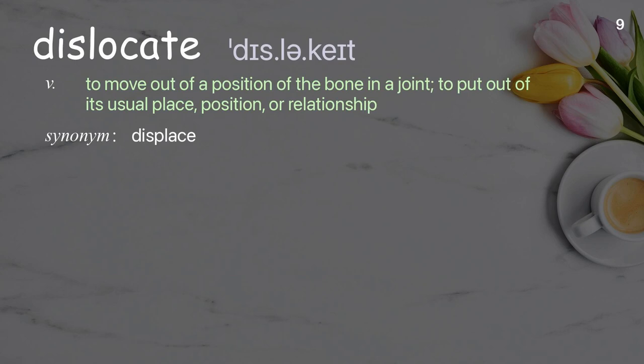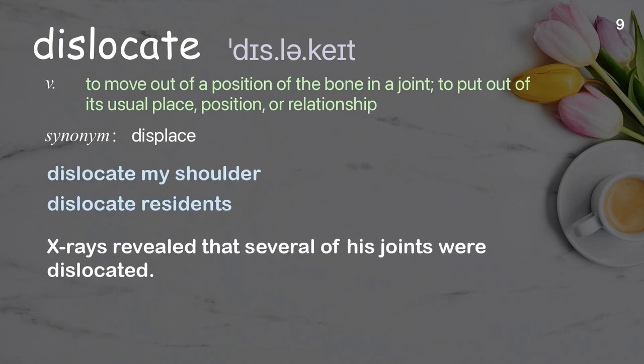Dislocate. To move out of a position of the bone in a joint, to put out of its usual place, position, or relationship. Examples. Dislocate my shoulder. Dislocate residence. X-rays revealed that several of his joints were dislocated.